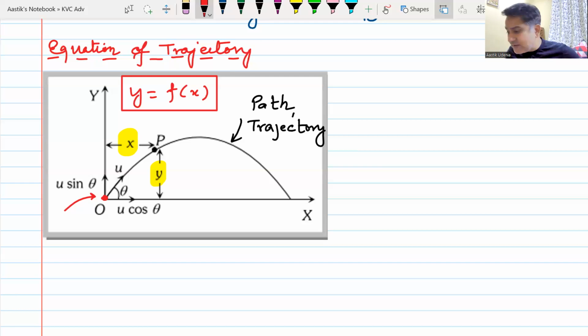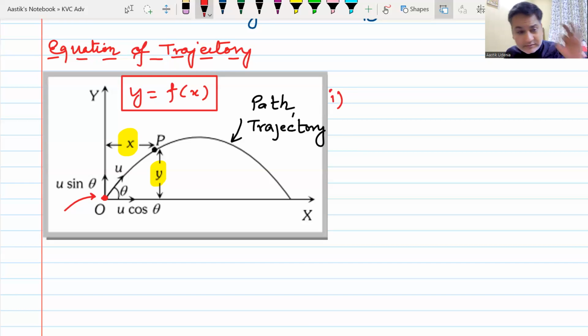How did we derive this? We write the motion along the x-axis. We write x in terms of u cos theta and t. You already know x is u cos theta into t, yes or no? Yes, sir. Then we write the value of y in terms of u sin theta, t and g t square. Then we substitute the value of time, eliminate time from both the equations, and we get the first form.